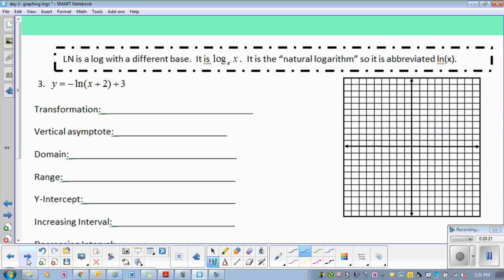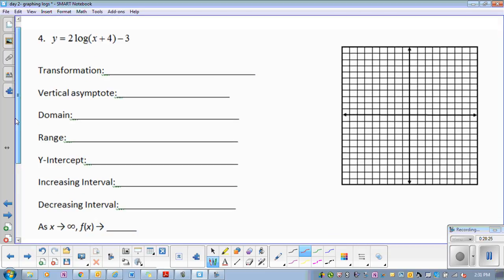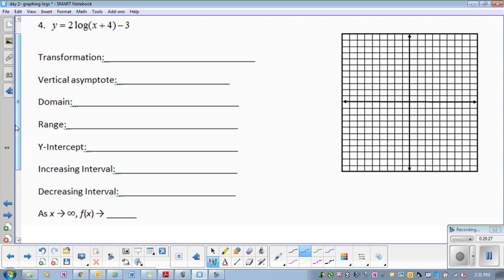So, now what I want you to do is, actually let's go to number 4. On the next page, I don't want to start with that one at the top. I want to do number 4 just so we get a little bit more practice with the common log function. Now look at this one. What are the transformations here, guys? Stretch, left 4 and down 3. Good. Perfect.